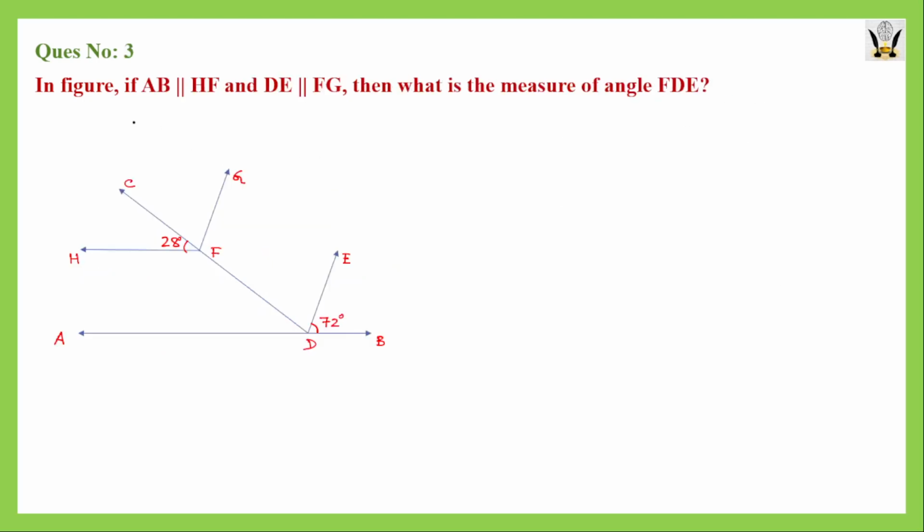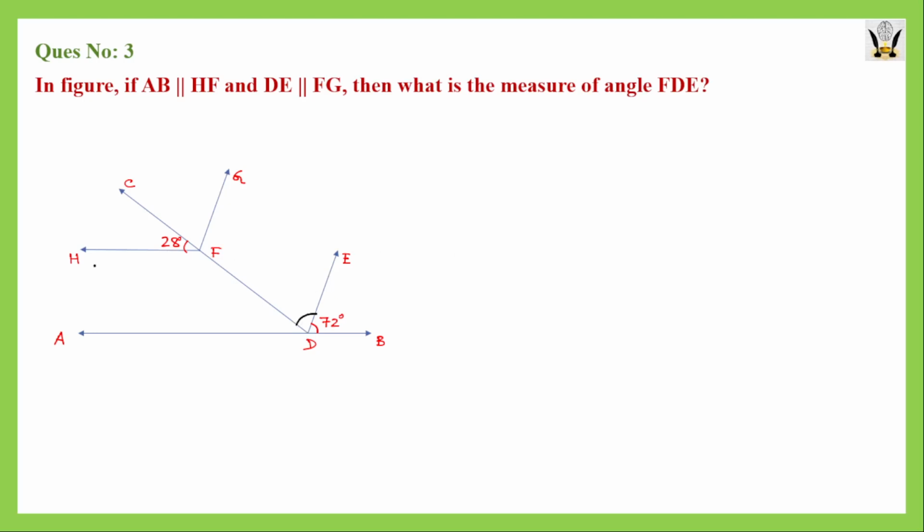Now the next one, in the figure, if AB, this line, and HF, this line, are parallel to each other, and DE, this line, and FG, this line, are also parallel to each other, then what is the measure of angle FDE? Means FDE, so this angle.